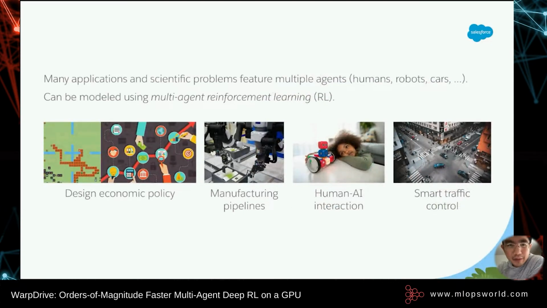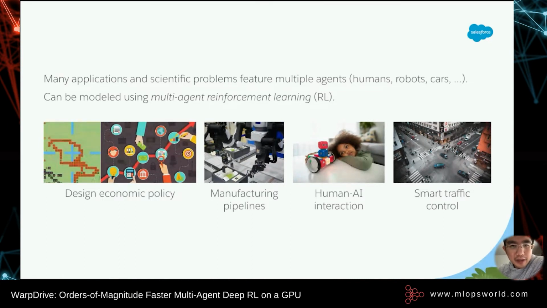So just to give a motivation, in recent years, machine learning has really pushed frontiers on many ends. You might have seen the work that DeepMind has done on playing StarCraft, and we've seen AlphaGo. And many applications and scientific problems feature multiple agents like that. You can think about people, robots, cars, and all of these systems can be modeled using multi-agent reinforcement learning.